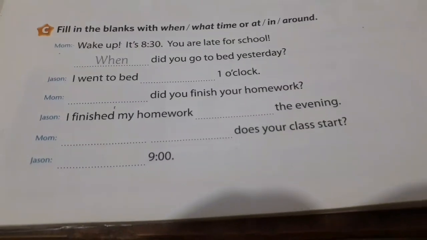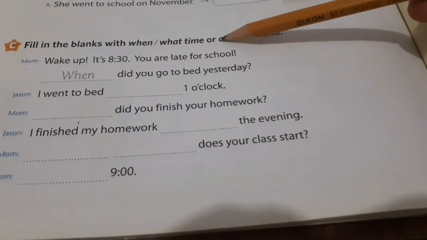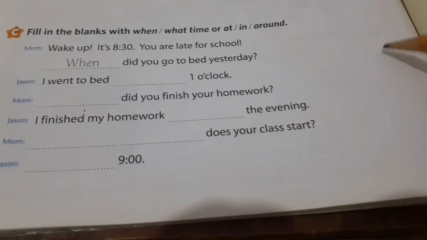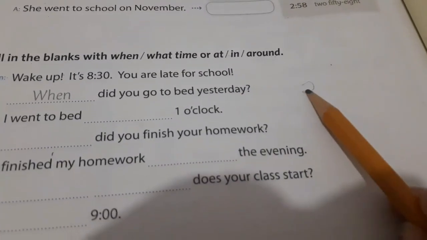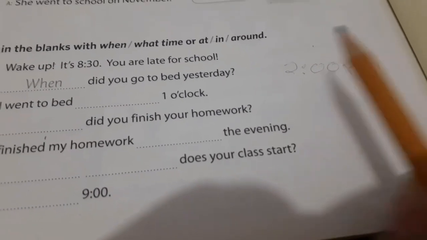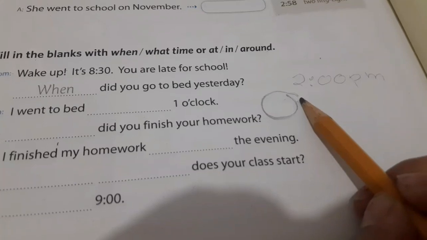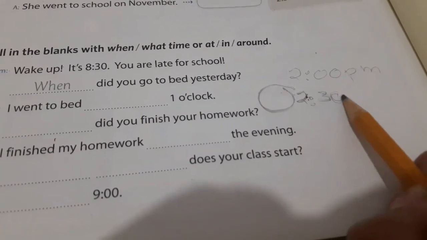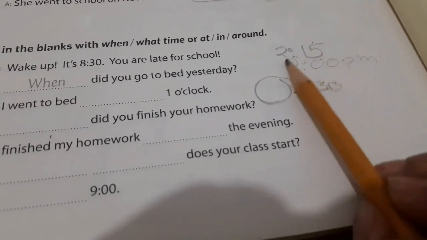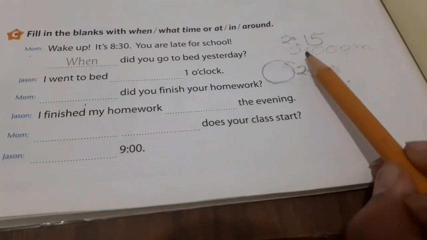Next exercise, right here. Fill the blanks with when, what time, or at, in, and around, okay? Around. I will explain around. So, if I say 2 p.m., around 2 p.m. means around it, okay? So, it can be 2:30 or maybe 2:50, okay? So, around it, around 2, 2:50 and 2:30 are around 2.